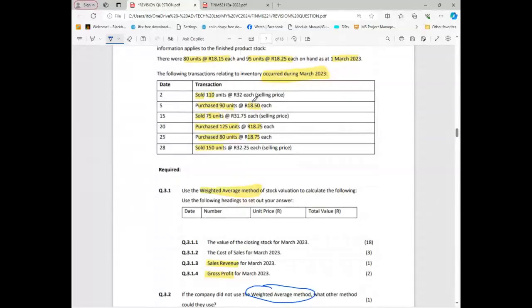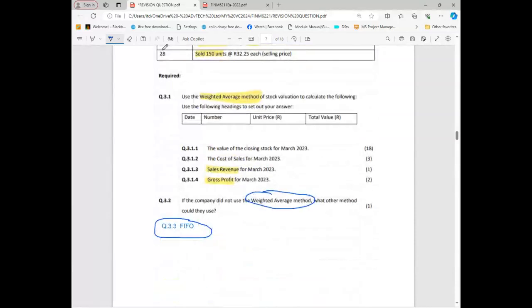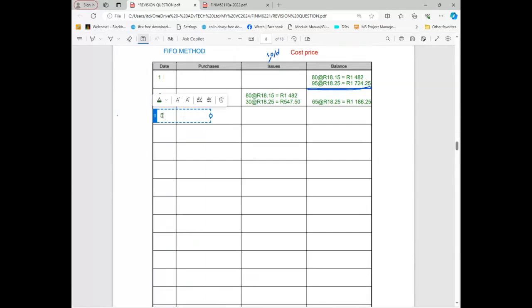The fifth, we bought 90 units at 18 rand. Where must I record this? It's added under the purchases column. What was the price, by the way? It was 90 units at 18.50. How much is the value? $1,665. Where do we go from here? We take it straight to the balance. Perfect.